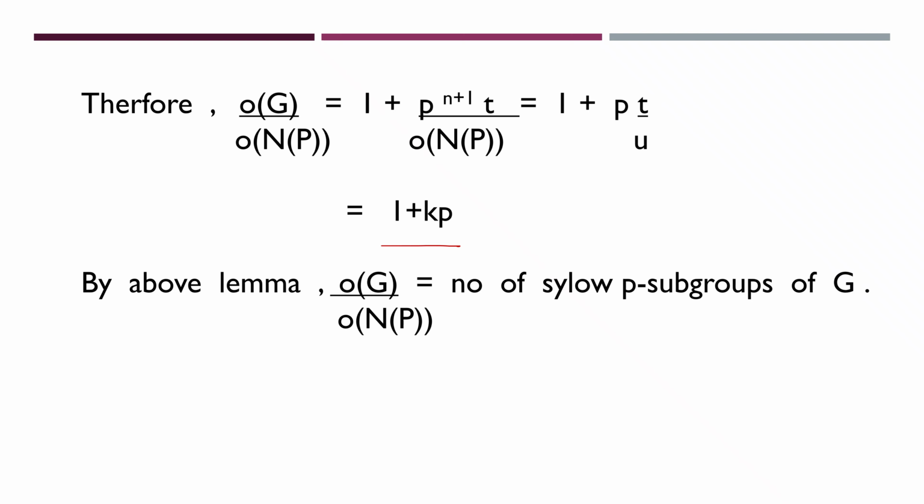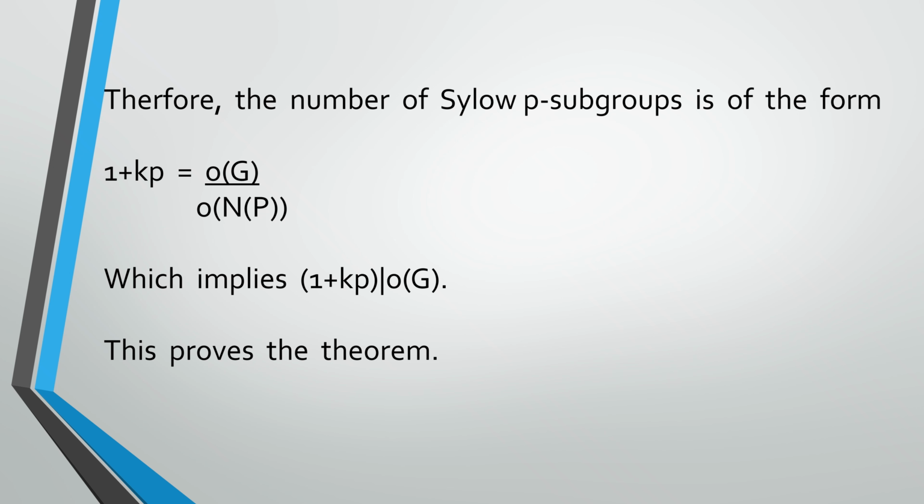By the above lemma, the order of the group upon the order of the normalizer of P is equal to the number of Sylow p-subgroups of G. Therefore, the number of Sylow p-subgroups is of the form 1 plus kp, which is equal to the order of the group divided by the order of the normalizer of P, which implies that 1 plus kp divides the order of the group. This proves the theorem.